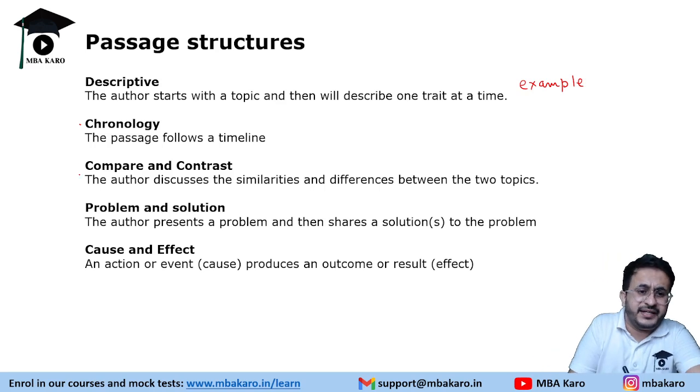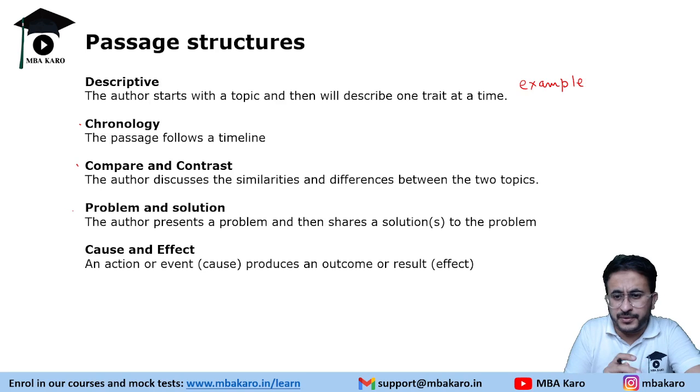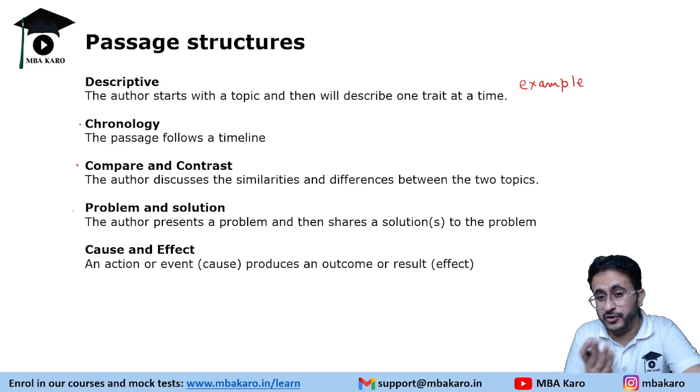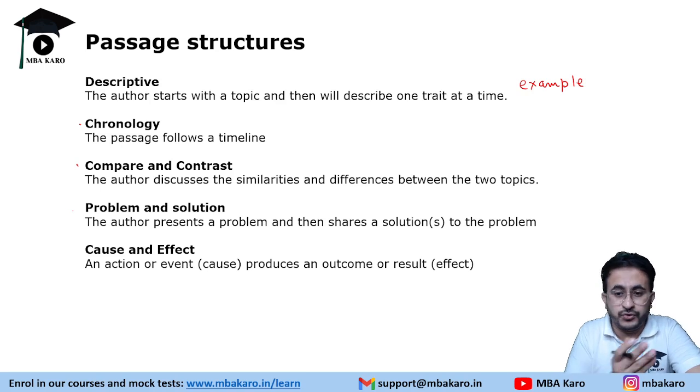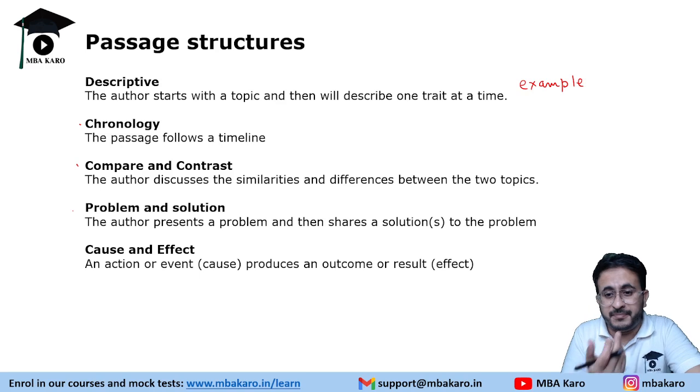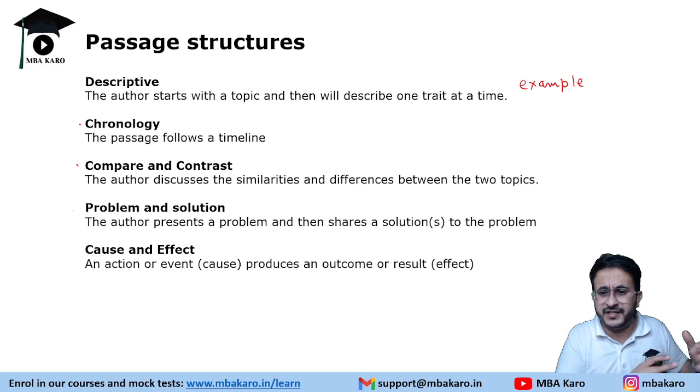Then the next category type is problem and solution. Again, that problem and solution could be of any field. It can be a socio-economic problem. It can be a business problem. It can be a problem in the field of science. It can be a problem in history. Let us say a country was facing some issues in the past that got rectified.